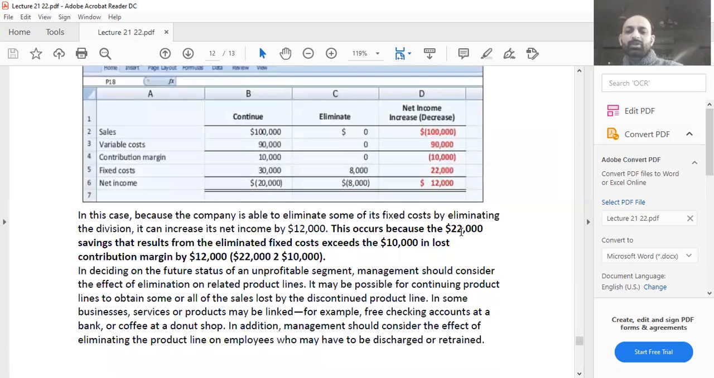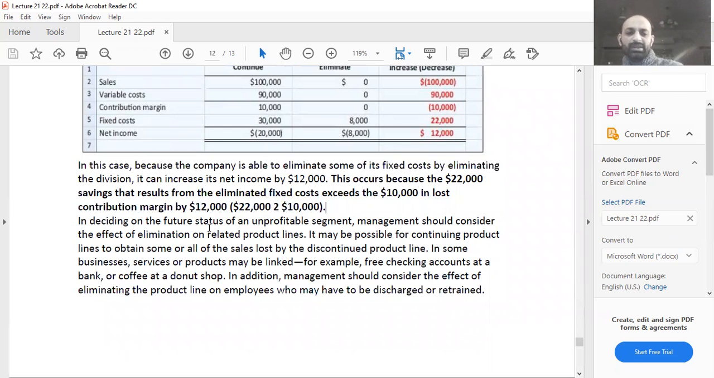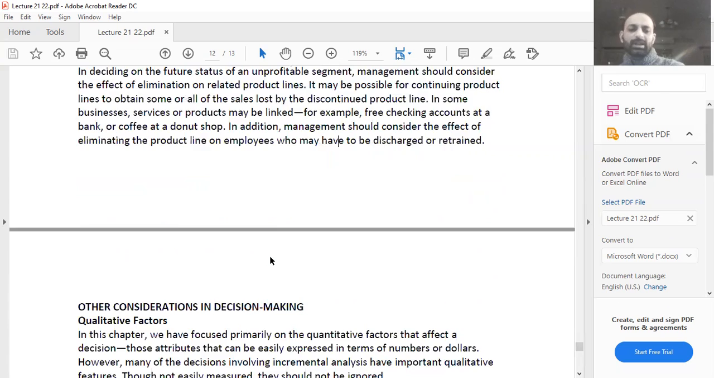This occurs because 22,000 savings that result from eliminated fixed costs exceeds the 10,000 in lost contribution margin by $12,000. In deciding on the future state of an unprofitable segment, management should consider the effect of elimination on related product lines. It may be possible for continuing product lines to obtain some or all of the sales lost by the discontinued product line.